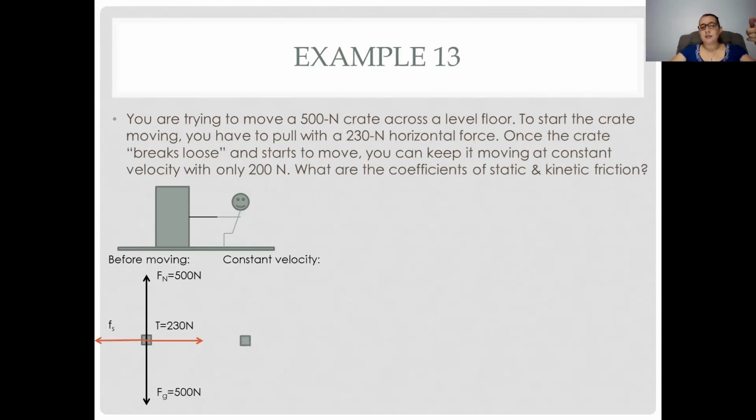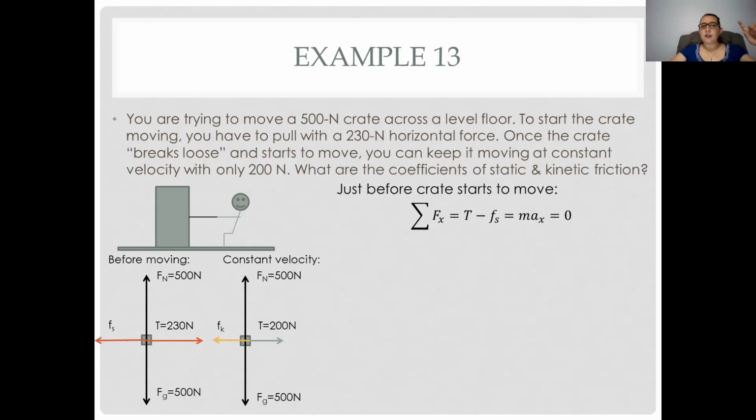When it's moving at a constant velocity, we have again the force of gravity pulling down. The weight of the crate did not change, so it's still 500 newtons. The floor is still holding it up with 500 newtons of force. Now, once it's moving at a constant velocity, we only need to apply 200 newtons of force. But now we'll deal with kinetic friction instead.